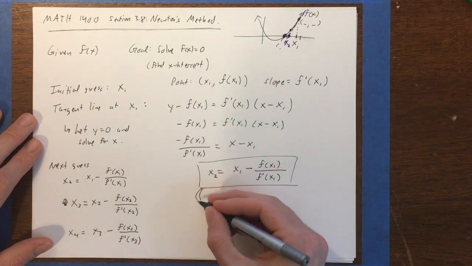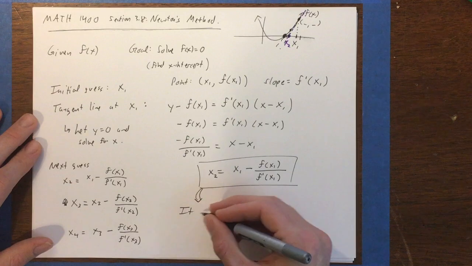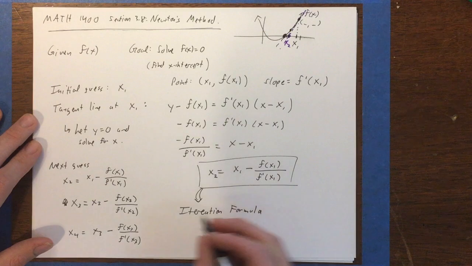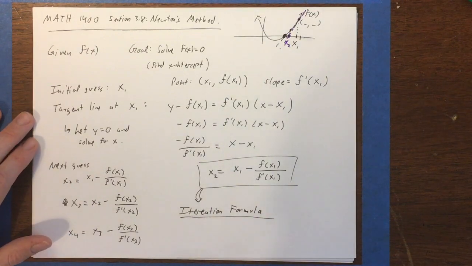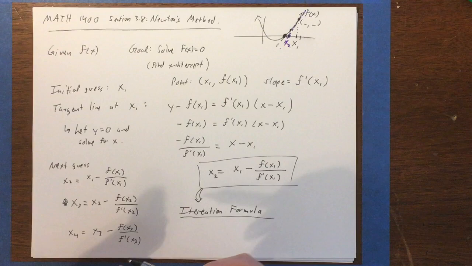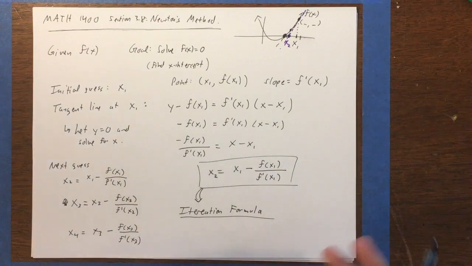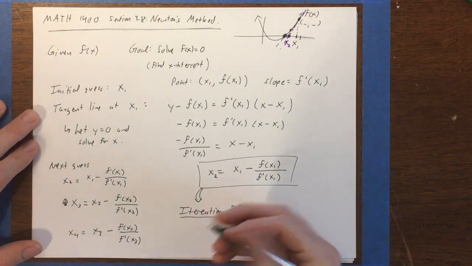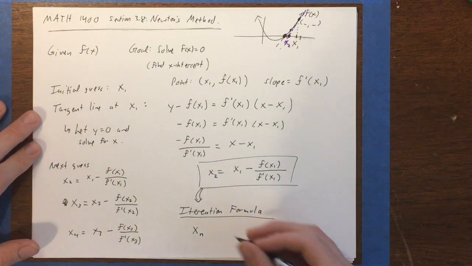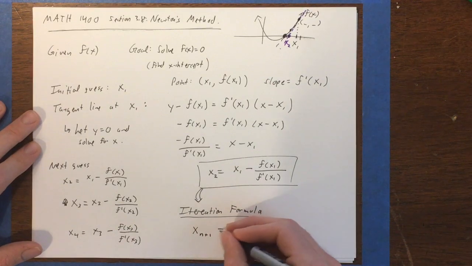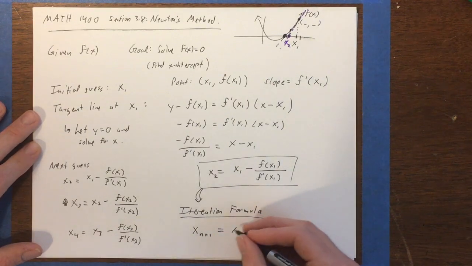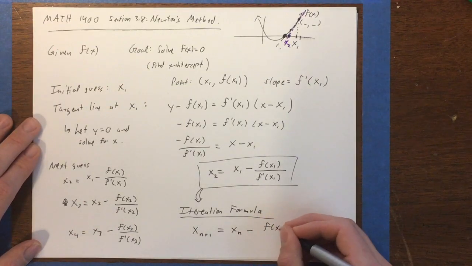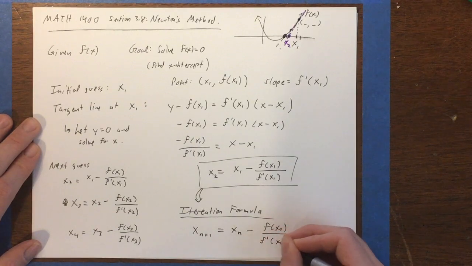So this formula translates into what I like to call the iteration formula. It is the formula that describes the iteration we're going to do. Iteration means doing the same process over and over again. You do a process and then take the output and plug that back into the process. It's kind of like applying a function over and over, but in this case we're applying this formula over and over. The iteration formula can be written in generality as x(n+1) equals xn, the previous number in the sequence, minus f of xn over f prime of xn.